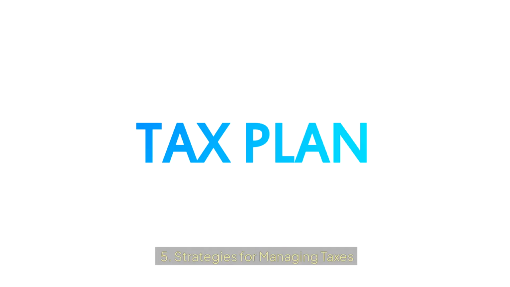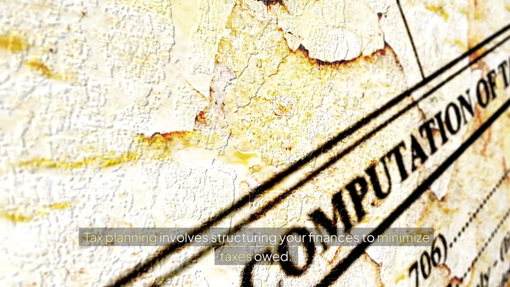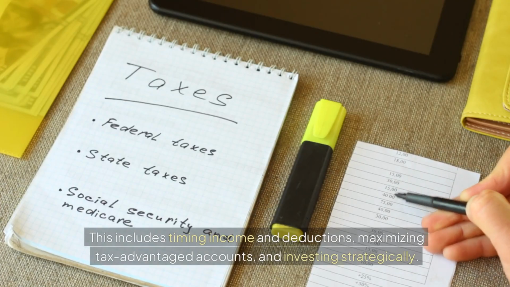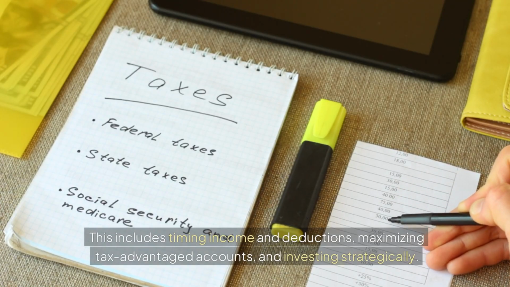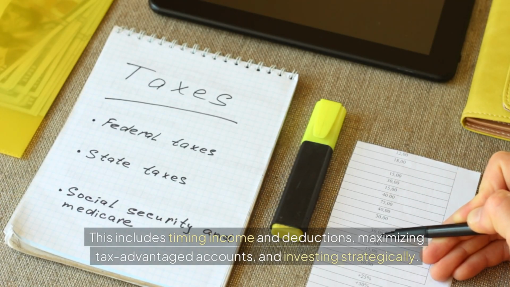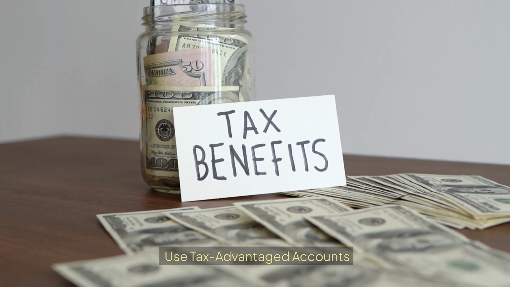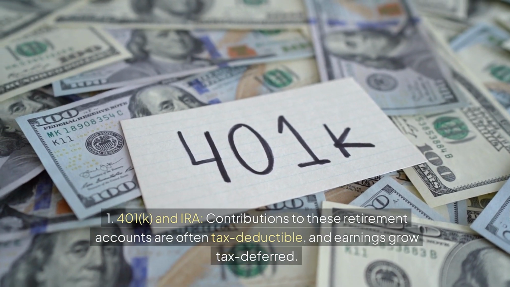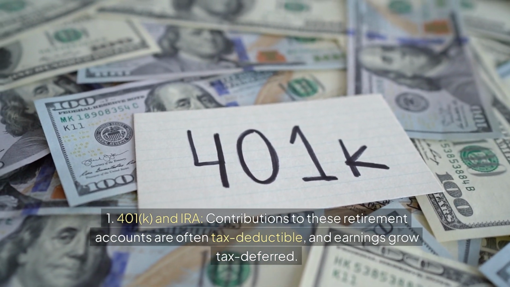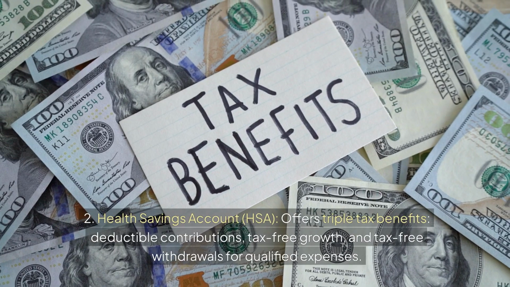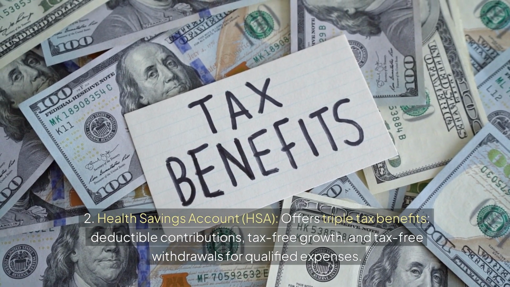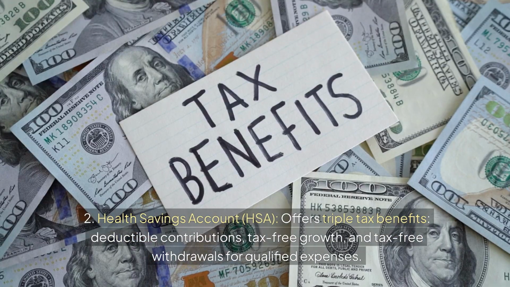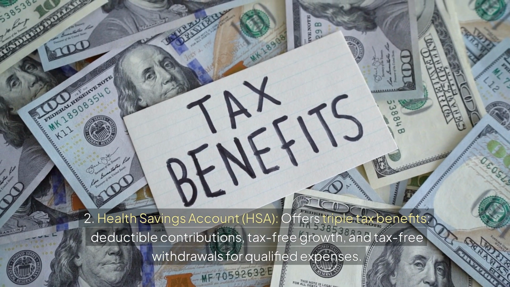5. Strategies for managing taxes. Plan ahead. Tax planning involves structuring your finances to minimize taxes owed. This includes timing income and deductions, maximizing tax-advantaged accounts, and investing strategically. Use tax-advantaged accounts. 1. 401k and IRA. Contributions to these retirement accounts are often tax-deductible, and earnings grow tax-deferred. 2. Health Savings Account, HSA, offers triple tax benefits: deductible contributions, tax-free growth, and tax-free withdrawals for qualified expenses.